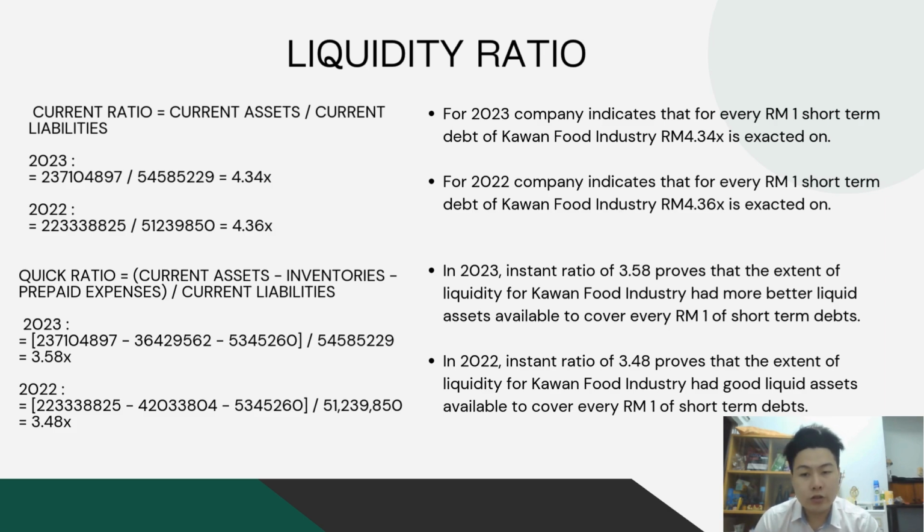Towards the quick ratio, which is current assets minus inventories and prepaid expenses, divided by current liabilities. In the year 2023, the quick ratio of 3.58 proved that Kawan Food Industries had better liquid assets available to cover every 1 ringgit of short-term debt. But in 2022, the ratio shows 3.48 of liquidity, which is also available to cover the 1 ringgit of short-term debt.